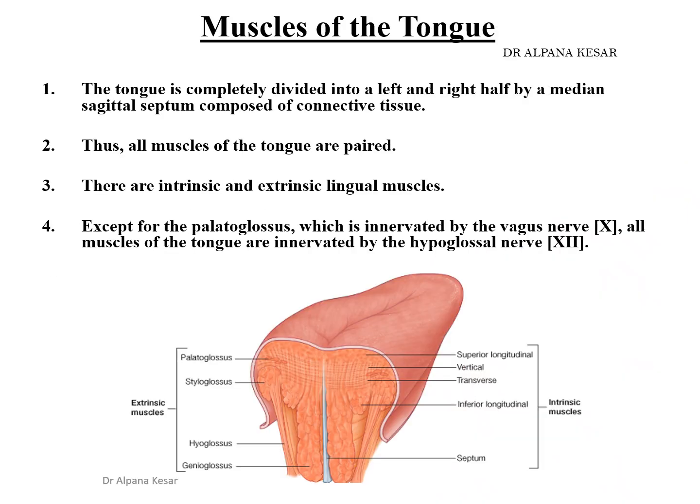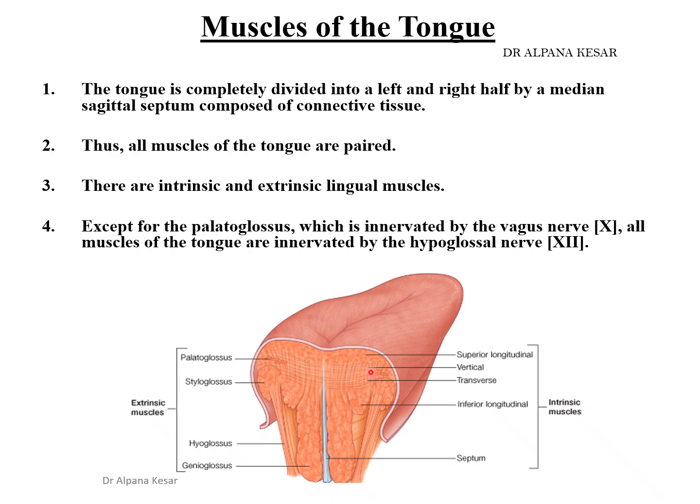Muscles of the tongue. Median sagittal septum, made up of connective tissue, divides the tongue into equal right and left halves. Tongue is primarily a muscular structure which is composed of 8 muscles present on the left side and the same 8 muscles present on the right side. Hence, all the muscles are present in pairs.